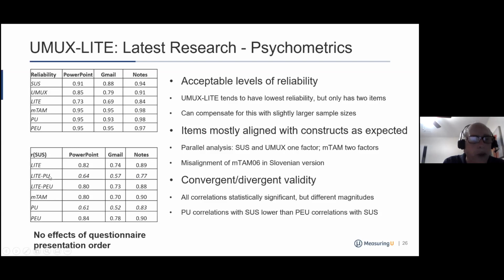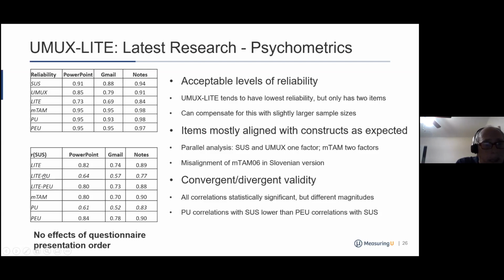But if you look at, here I've got LITE-PU, that's the first item of the LITE, which is more perceived usefulness. The second item of the LITE is perceived ease of use. These are being assessed with one 7-point scale each. In the modified TAM, if you break down the items, the first 6 items are those related to perceived usefulness. The second set are those related to perceived ease of use.